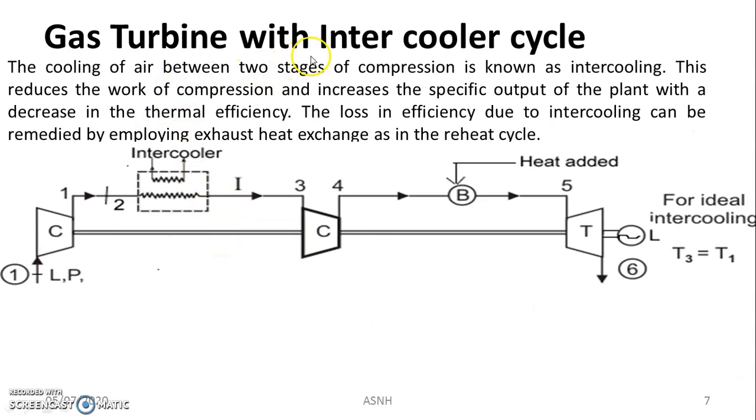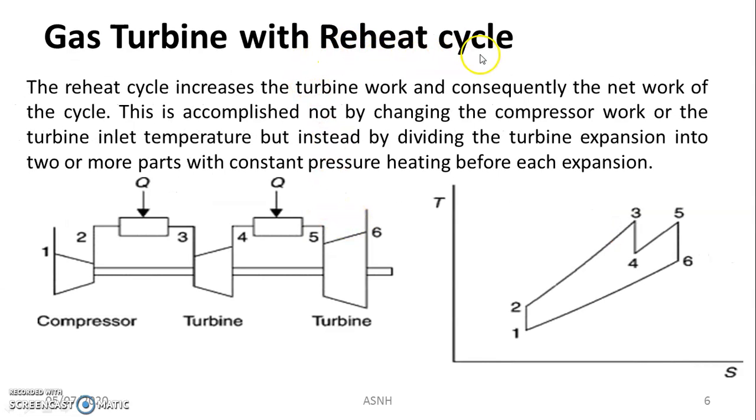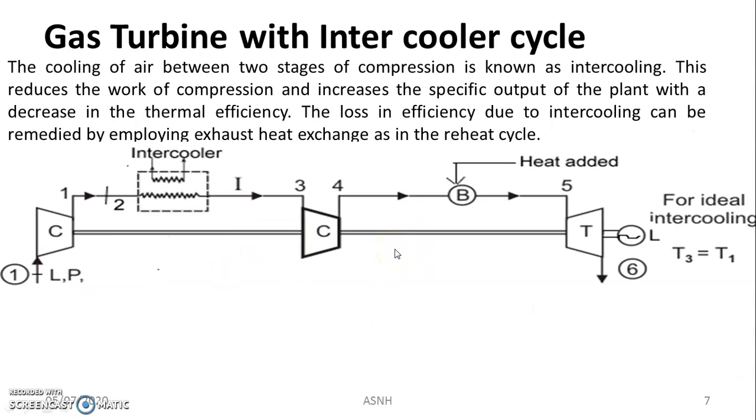Similarly, in the case of the gas turbine with intercooler cycle, there are two compressors, a low pressure side compressor and a high pressure side compressor, and there is only one turbine. But in the case of the gas turbine with reheater arrangement, there are two turbines and one compressor. This is the main difference. So here, whatever the compressed mixture of air and gas from the first compressor enters the second compressor through the intercooler, where the temperature is reduced by keeping the pressure constant.